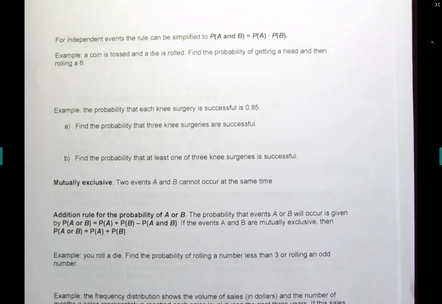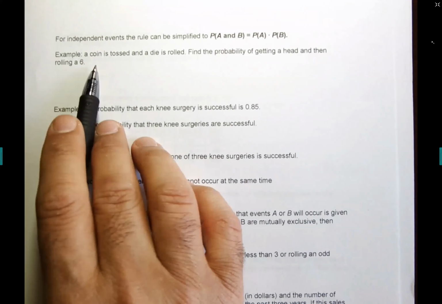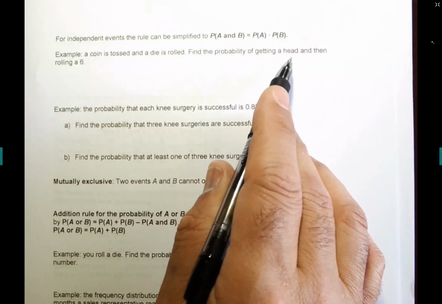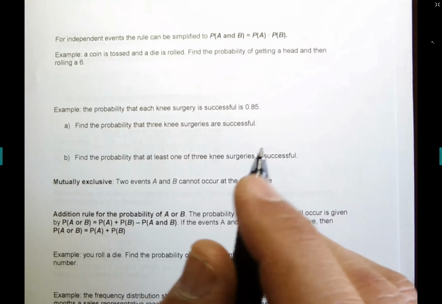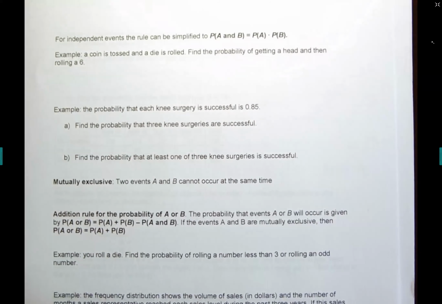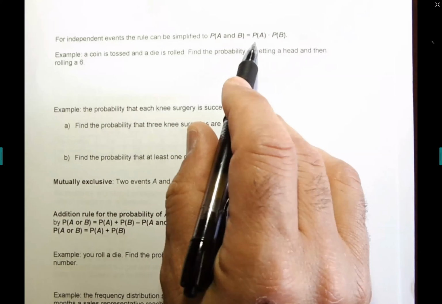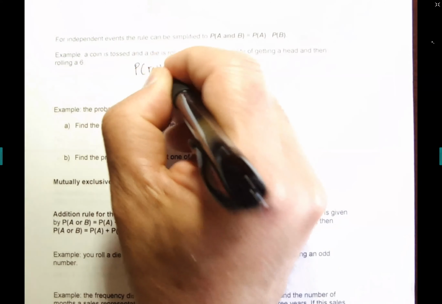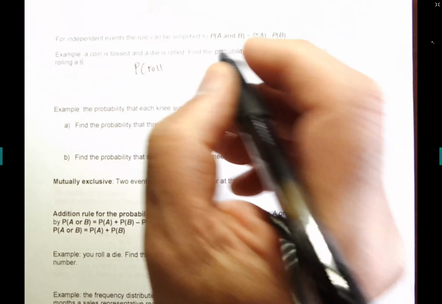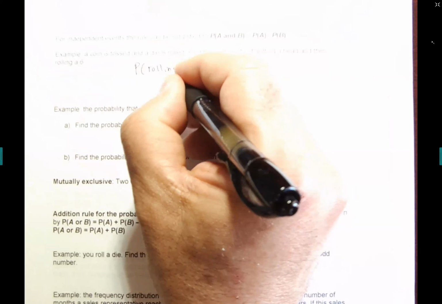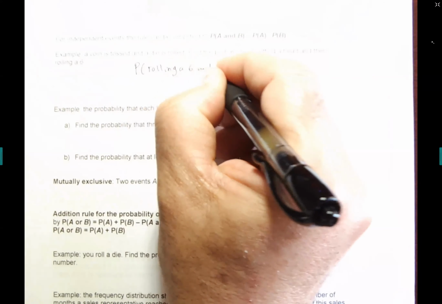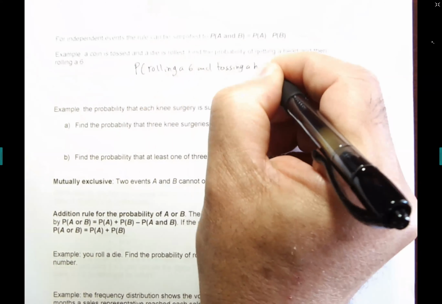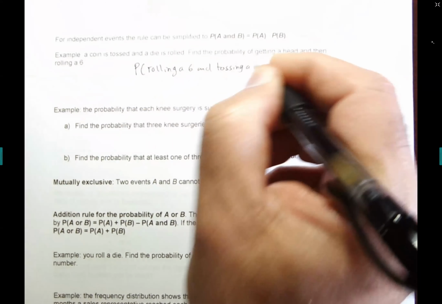A coin is tossed and a die is rolled. What's the probability of getting a head and then rolling a 6? I'm going to show you 2 ways to do this, and I'm going to show you that this formula would work here. So the probability of rolling a 6 and tossing a head.